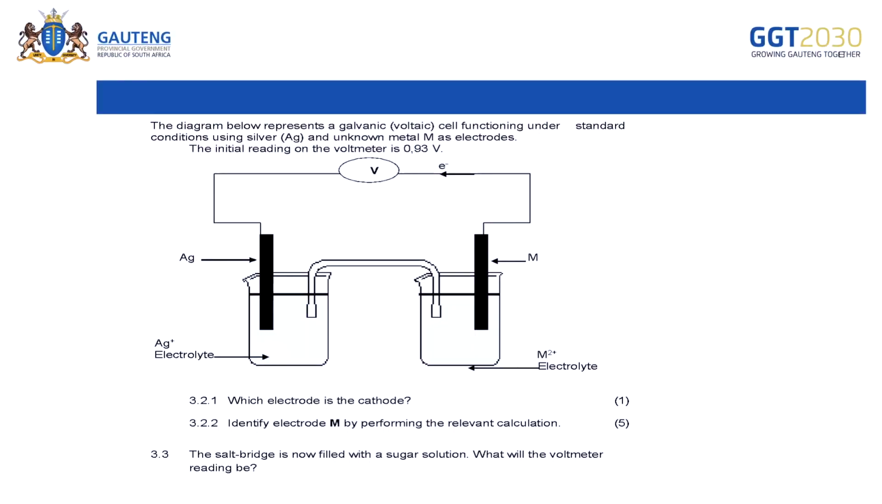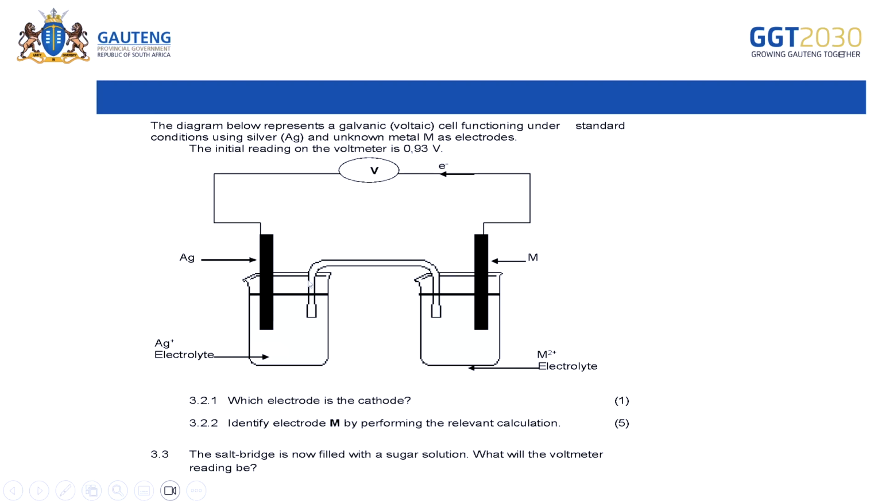Let's start here. This is taken from the national paper. It is taken as question 3, but we are going to take it as question 8 in the examination. So the question is, the diagram below represents a galvanic or a voltaic cell functioning under standard conditions using silver and an unknown metal M as electrodes. The initial reading on the voltmeter was found to be 0.93 volts.